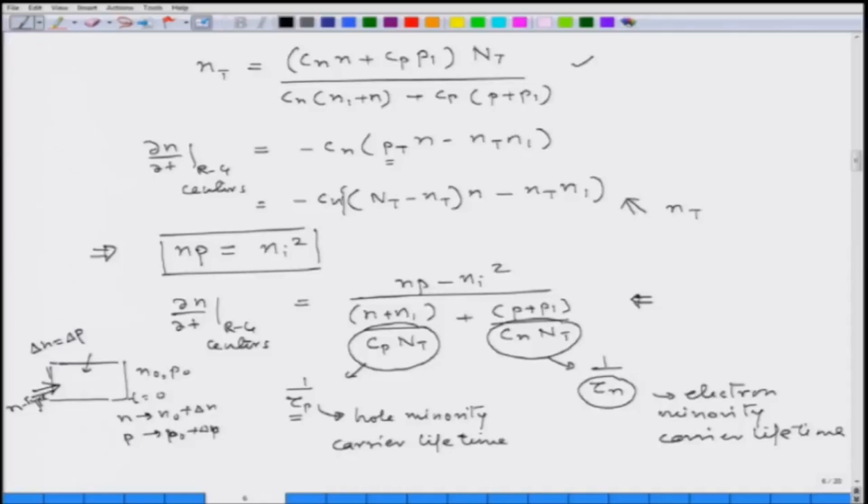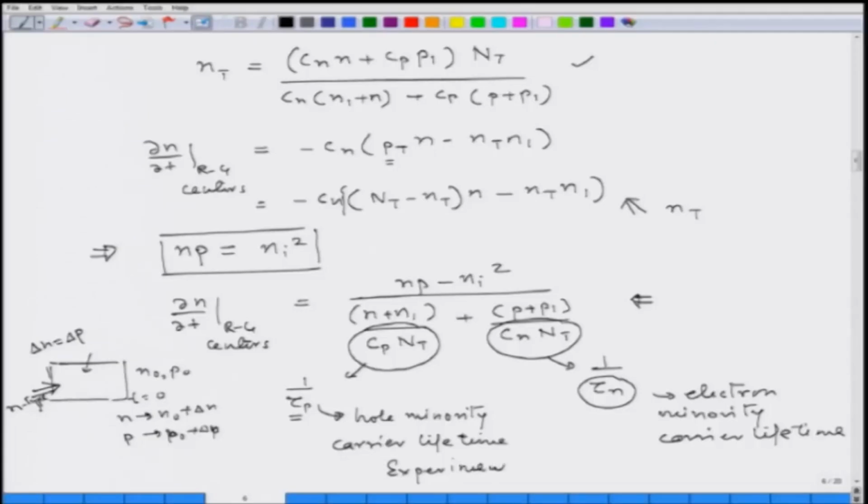Now, let us take this parameter as a material parameter. It is generally evaluated and experimentally obtained. One experimentally obtains this parameter, and so for a given material tau n and tau p are calculated. Although you can see, if I know N t and I know the capture cross section for a particular type of impurities that we are talking about, this is something which can also be calculated, but generally one measures it, because Cp and Cn have to be measured.